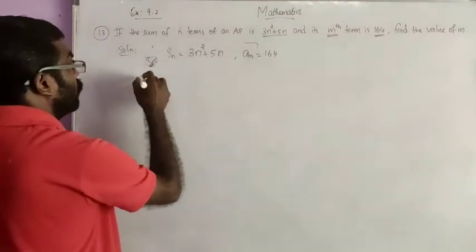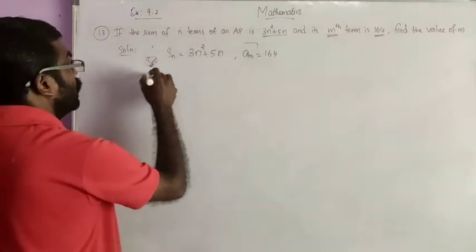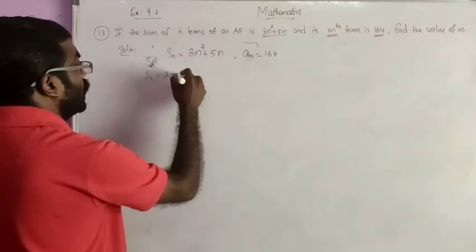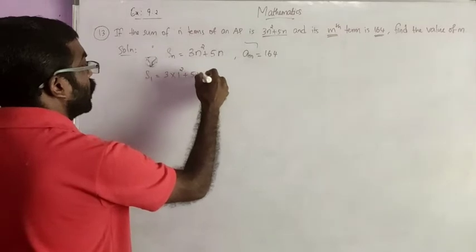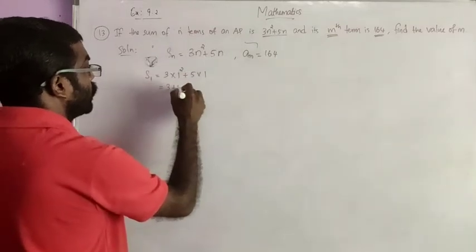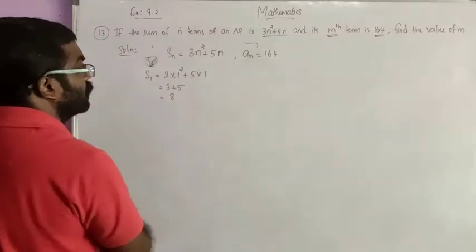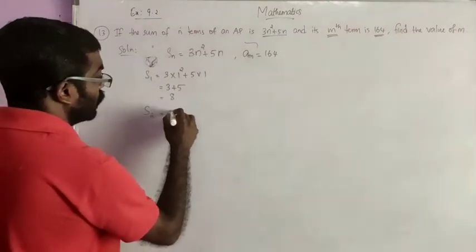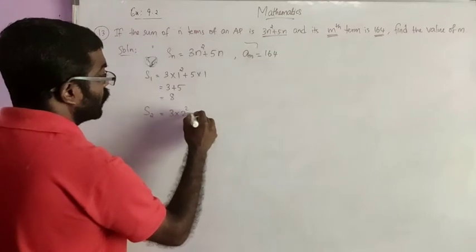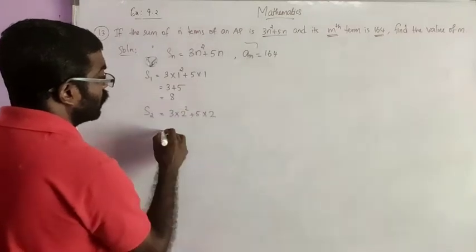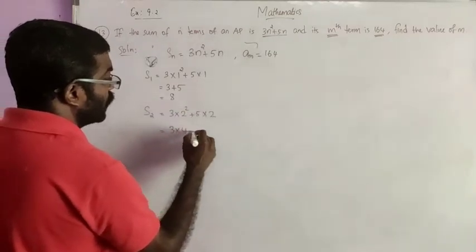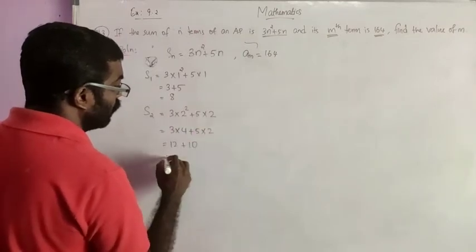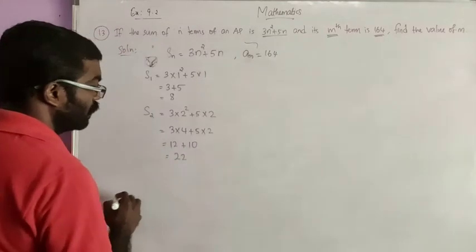So first of all, we can find the values for a and d. For that, we can replace n by 1. S1 is equal to 3 into 1 square plus 5 into 1. That is 3 plus 5, which gives 8. Okay. And S2, sum of the first two terms: 3 into 2 square plus 5 into 2. That is 3 into 4 plus 5 into 2. 12 plus 10, which is equal to 22.